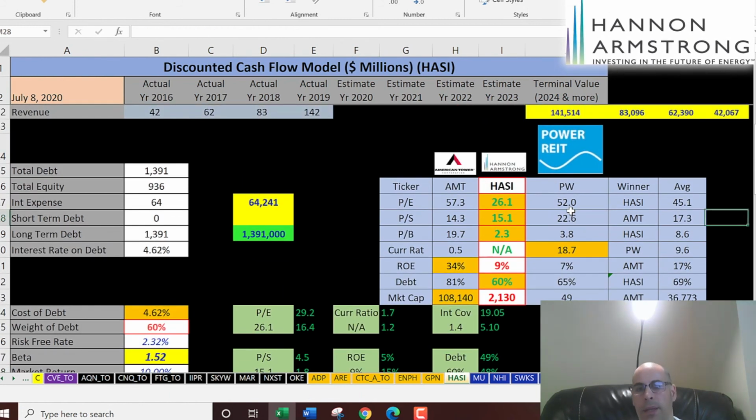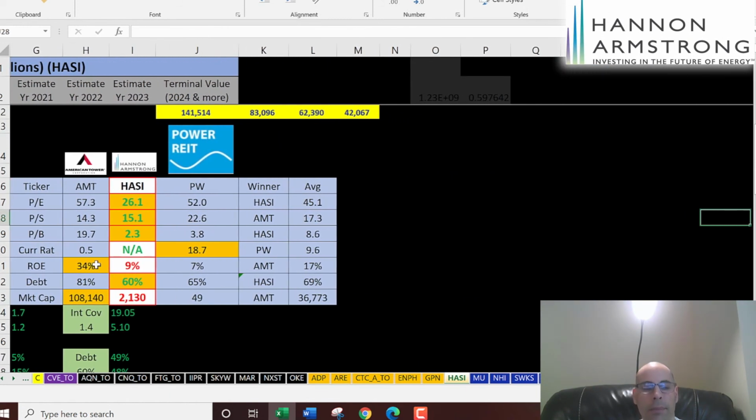And the best way to look at ratios is to compare them to similar companies. I've done videos on American Tower and Power REIT, which are in the same industry as Hannon Armstrong. And if Hannon has a number in green, they're better than the average. And if they're in red, they're worse than the average. And if a number is in orange, that means they're the best in that category out of the 3 companies. So they have the best PE, the best price to sales, and the best price to book. American Tower has the best ROE. The other 2 are pretty weak in that category.